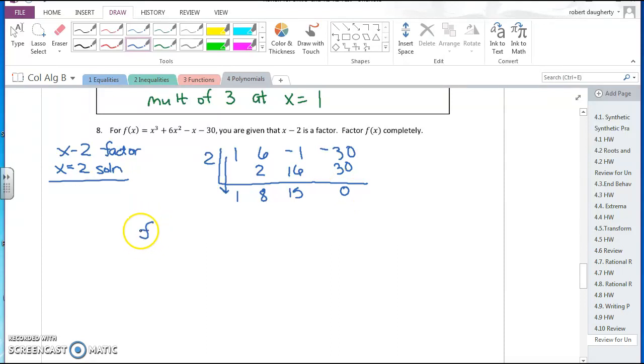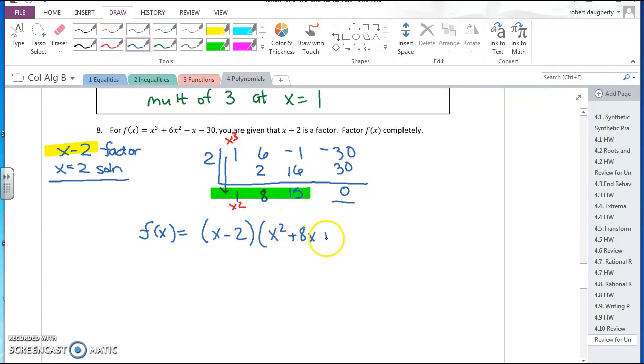So that means that f of x is equal to, having this 0 remainder means that x minus 2 is a factor. So I can write this as x minus 2 times, I look at this bottom line, that means if that's my x cubed term, this has to be my x squared term. So that is x squared plus 8x plus 15. Okay. Now I'm asked to factor this completely, so it boils down to, can I factor this?